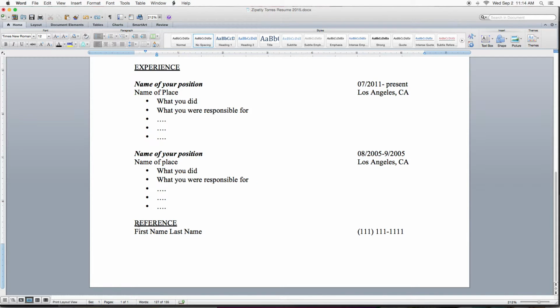And at the very bottom, you just want to write the reference. It's good to have 3 references, but if you only have 1, then just put that 1 reference. You put the first name and last name of the person. Make sure you do talk to the person that you are writing as your reference, so they know they may get a call, and that way they're not taken by surprise if someone's calling and asking about you.